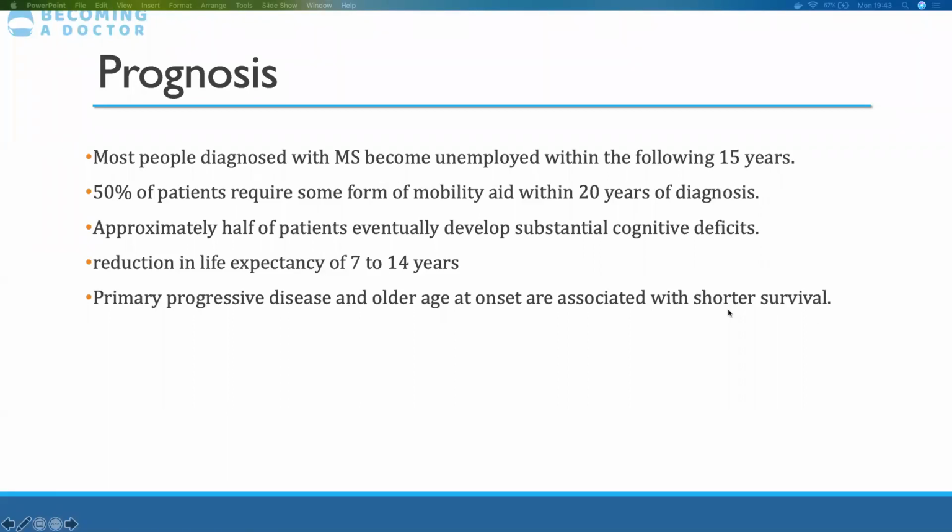Other things that could indicate a worse prognosis would be if they're male, if they have prominent cerebellar involvement, if there are frequent early attacks, or if there's rapid development of fixed disability. All of that could be associated with worse prognosis. However, these two are the main ones to be wary of.